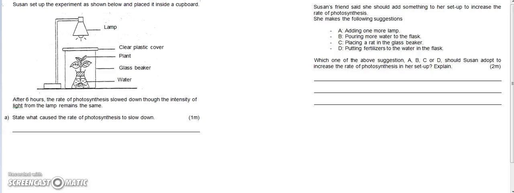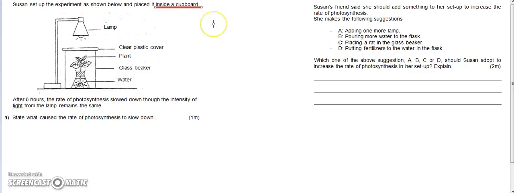Okay, let's do the next question. Susan set up the experiment as shown below and placed it inside a cupboard. Okay, so inside a cupboard, what does that mean? That means there is no outside interference, right? That means there is no light from outside.